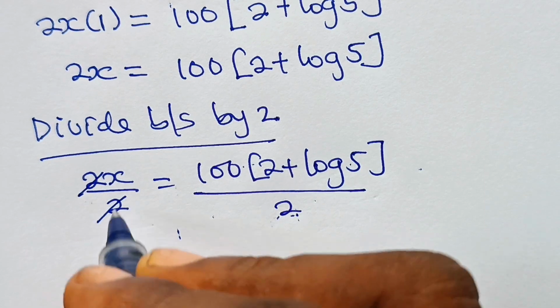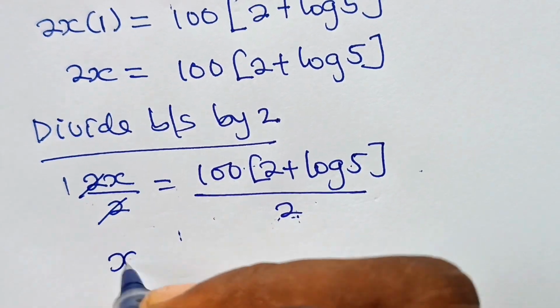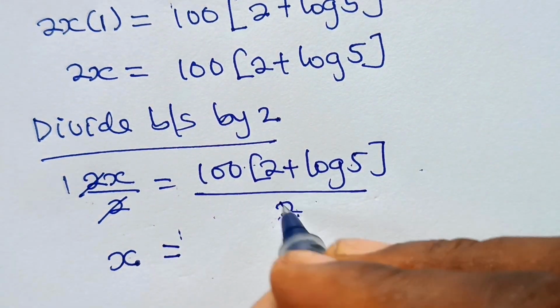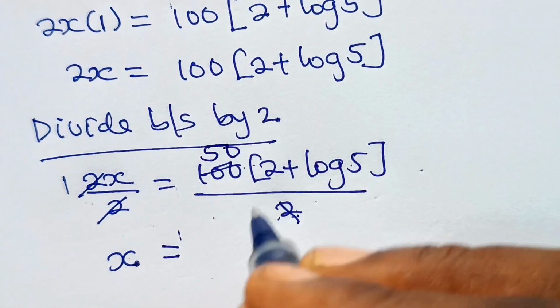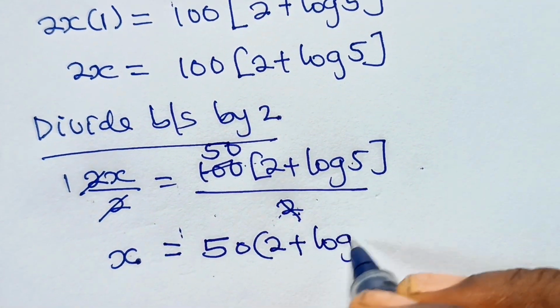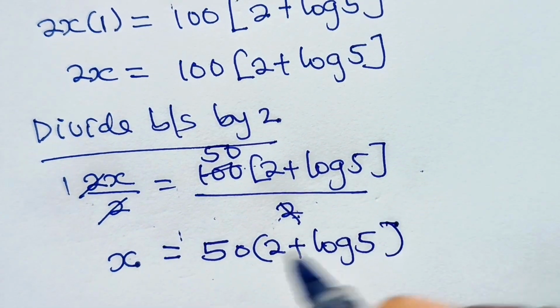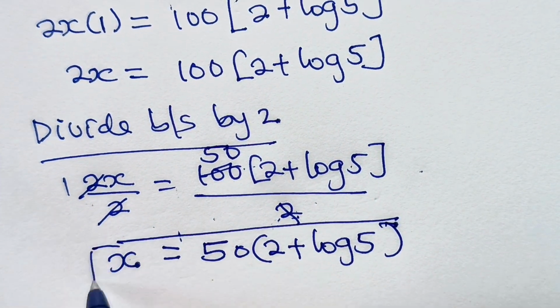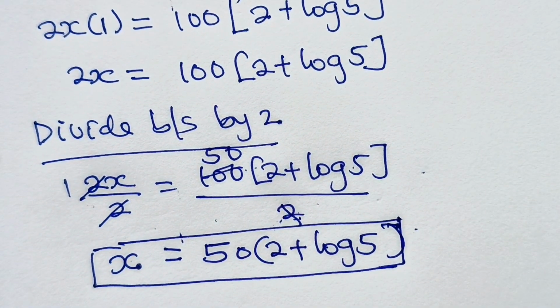Now 2 will divide itself to give us 1. 1 times x is equal to, 2 will divide 100 to give us 50. So we have 50 brackets 2 plus log 5. Now this is the value of our x.